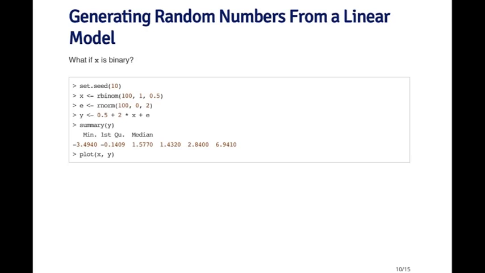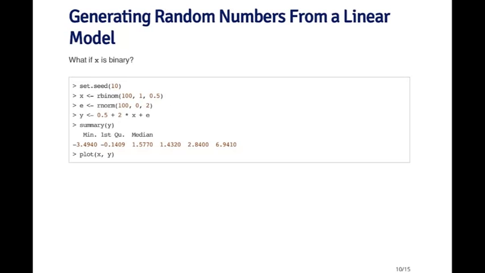So just a slight variation of the previous example. What if, instead of x being a normal random variable, x is a binary random variable? So maybe it represents gender, or maybe some treatment versus control or something like that. So here that's very simple. I can generate binary data using the binomial distribution and the rbinom function. So I set the seed again, and I generate 100 binomial random variables, which come from the binomial distribution with n equal to 1 and p equal to half. So the probability of 1 is going to be equal to 0.5.